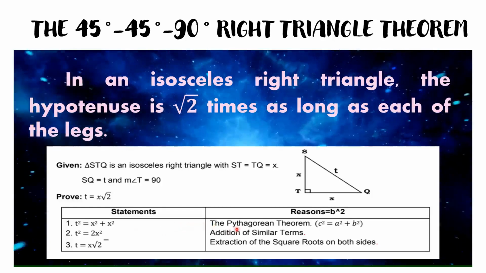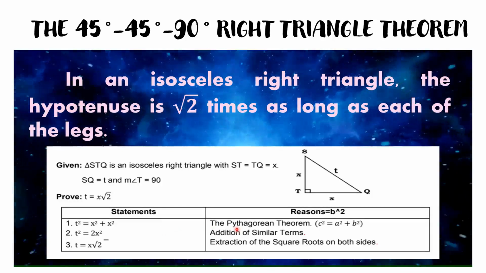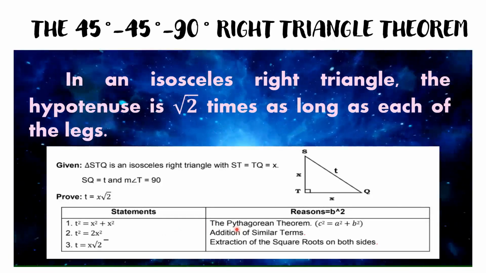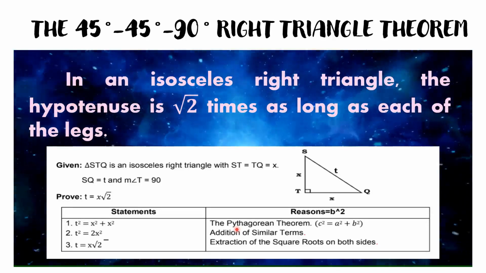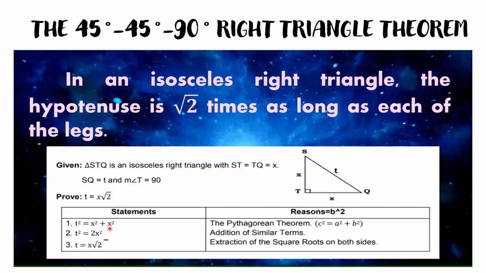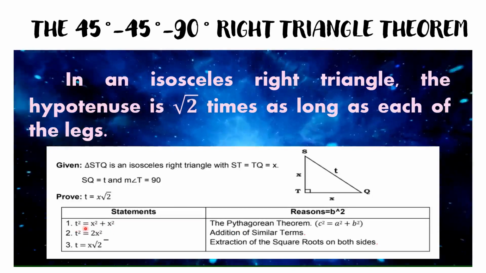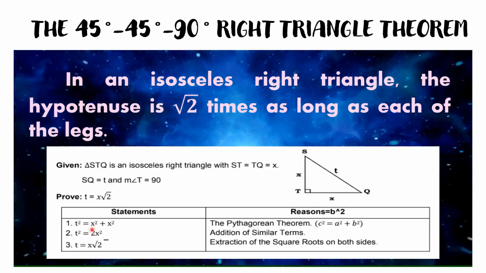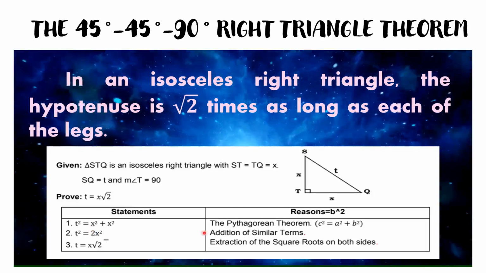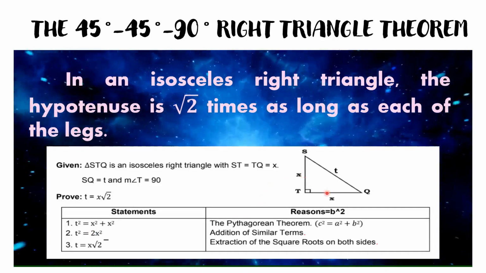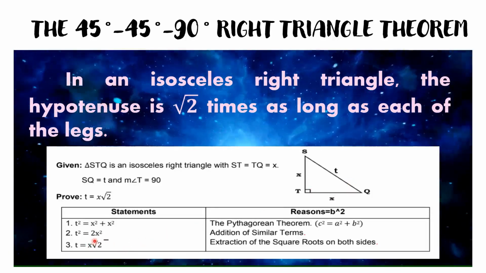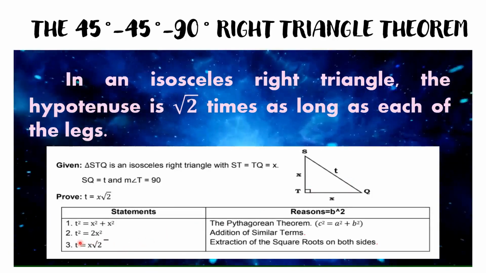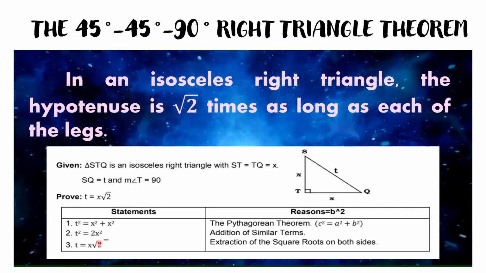Reason, Pythagorean theorem, wherein the square of the hypotenuse is equal to the sum of the squares of the two legs. Okay, meron po tayong ganyan. P is the hypotenuse, then X represents the length of the two legs of the given right triangle. Then add the similar terms, so we have T squared equals 2X squared.